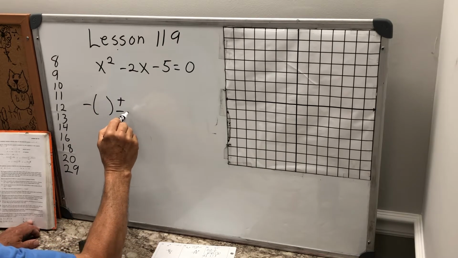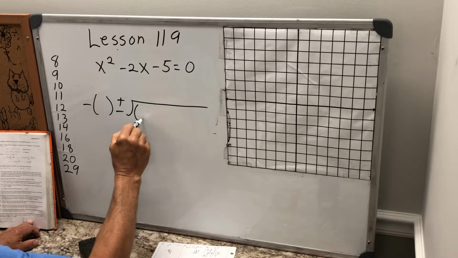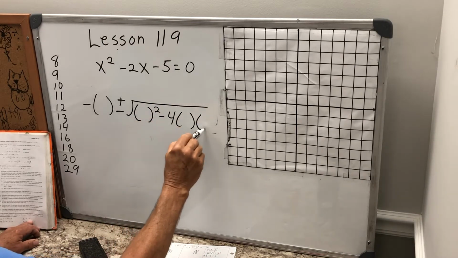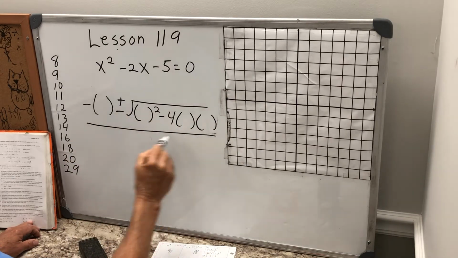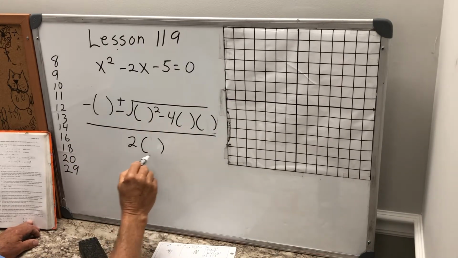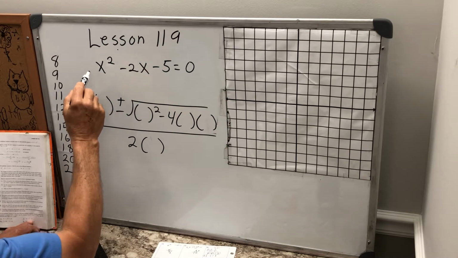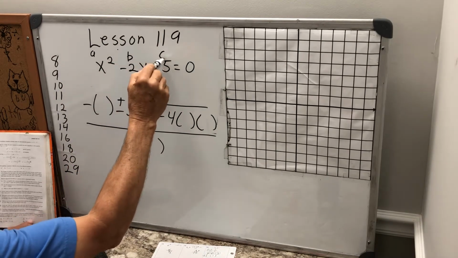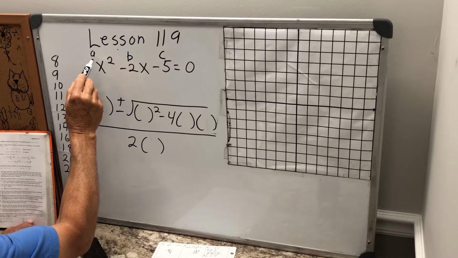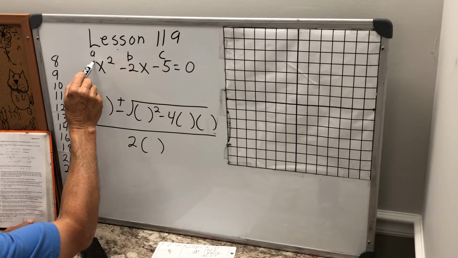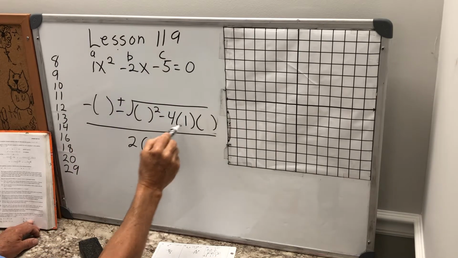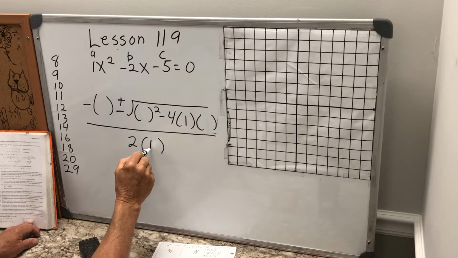Plus or minus squared. There's no number here for, this is A number, and this is B, and this is C. There's no number, but what do we understand to be here in front of it? It's understood to be a 1. So where A is at, I put a 1, and this is A, I put a 1.